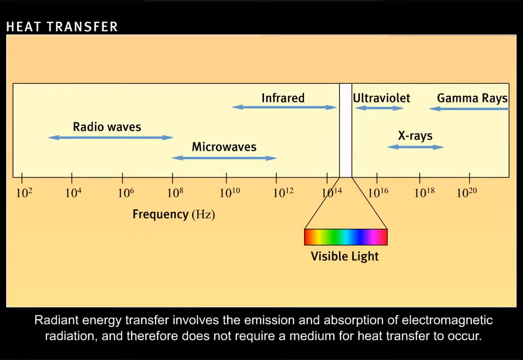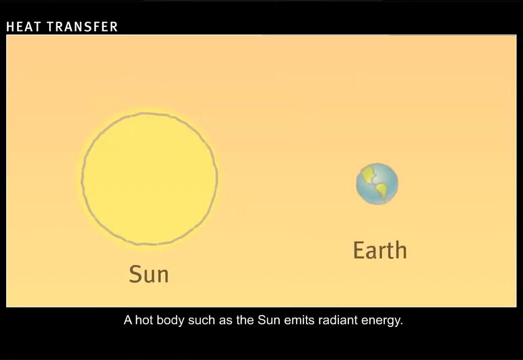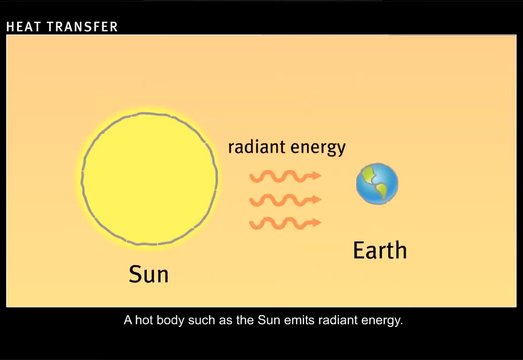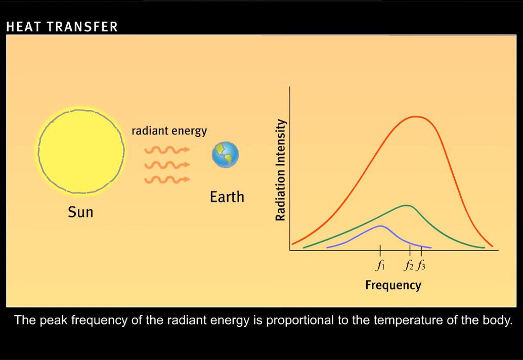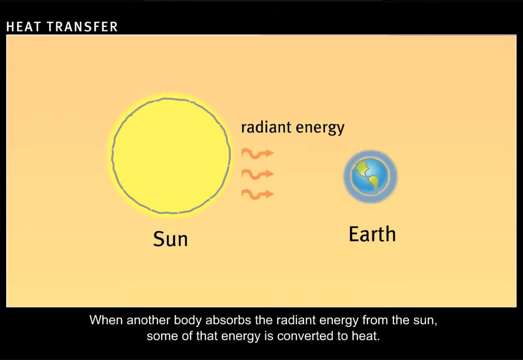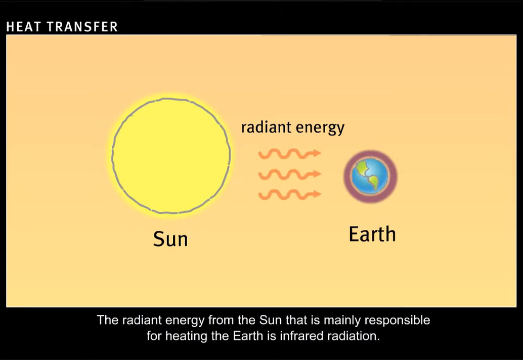Radiant energy transfer involves the emission and absorption of electromagnetic radiation, and therefore does not require a medium for heat transfer to occur. A hot body such as the sun emits radiant energy. The peak frequency of the radiant energy is proportional to the temperature of the body. When another body absorbs the radiant energy from the sun, some of that energy is converted to heat. The radiant energy from the sun that is mainly responsible for heating the earth is infrared radiation.